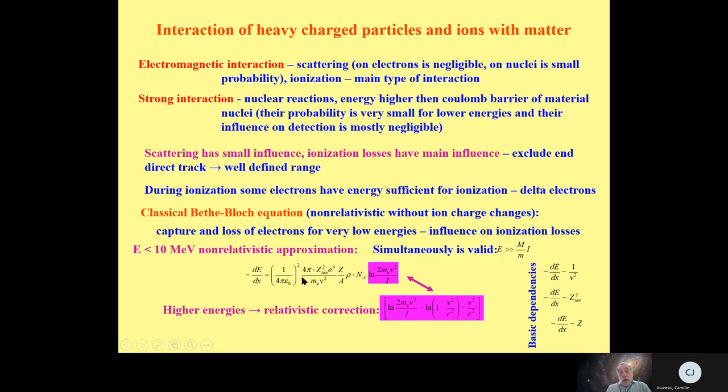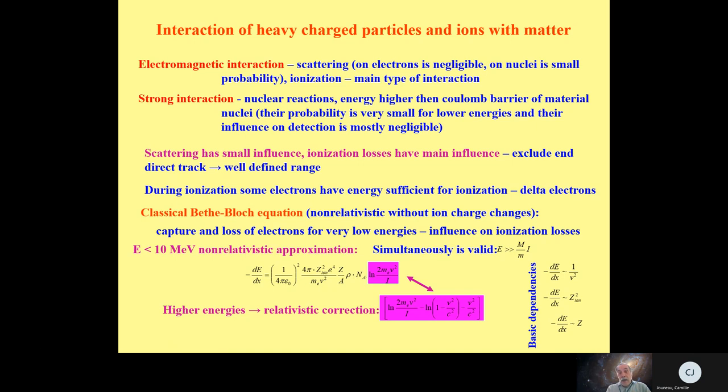Here you have some features of this particle. That means the charge of this ion, or of this heavy particle, squared. This is from the Coulomb interaction, and it has an inverse dependency on the square of velocity. These are the main properties which are important for this heavy charged particle.